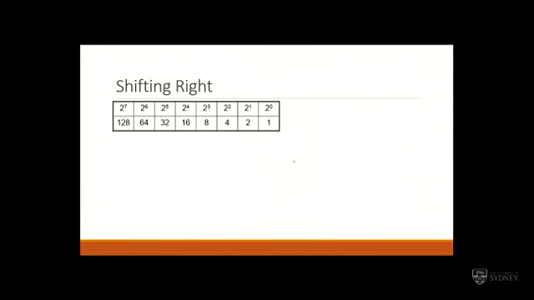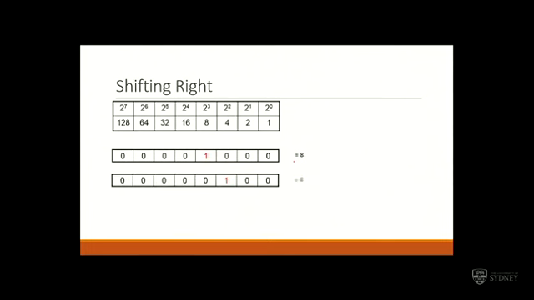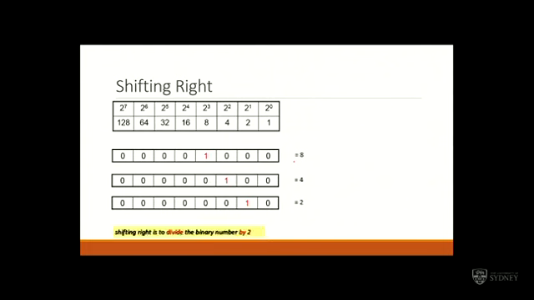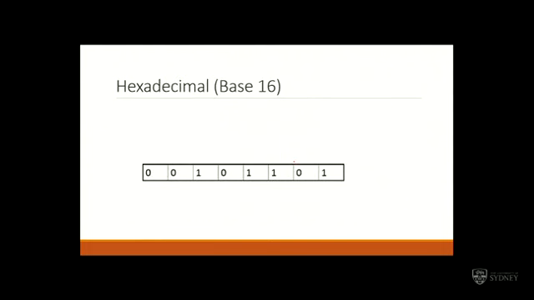Shifting right, much the same. What happens when you divide a decimal number by 10? When you right shift, you divide it by 10. Well, same sort of thing. Shift right, divide by 10. So let's take our binary representation for 8. Right shift, 4. Right shift, 2. We divide as we shift right.